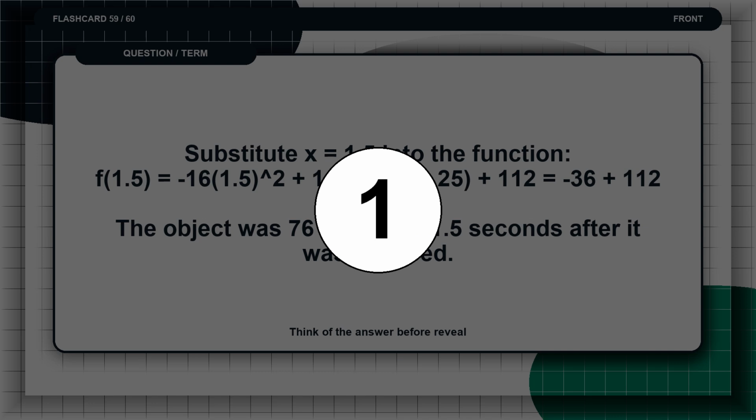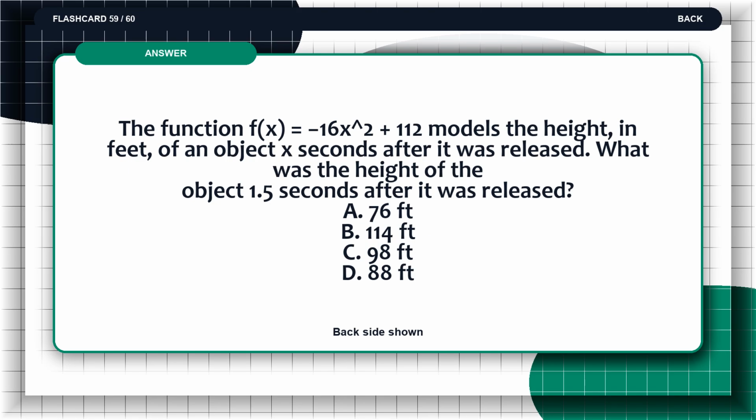The answer is: the function f(x) = -16x² + 112 models the height, in feet, of an object x seconds after it was released. What was the height of the object 1.5 seconds after it was released? A) 76 feet, B) 114 feet, C) 98 feet, D) 88 feet.